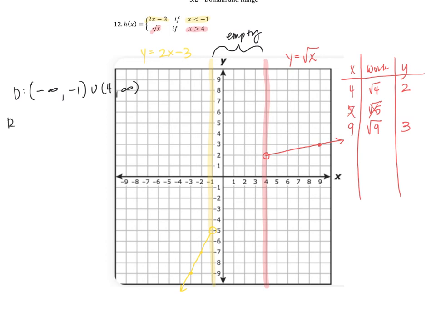Okay, and then the range is bottom to top. The lowest I see is the yellow, so I'm going to start there. So it goes from negative infinity up until here, which is -5. And then the red starts off here at 2, and it goes to infinity.